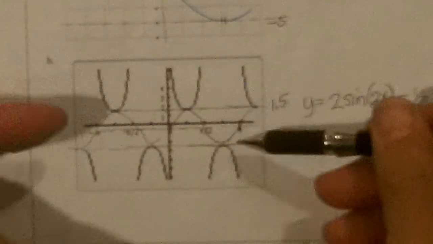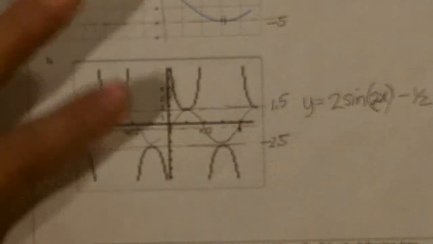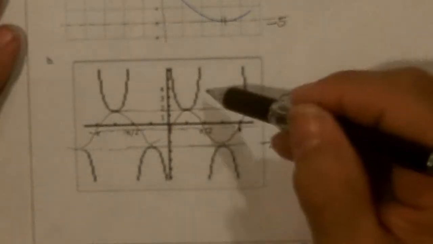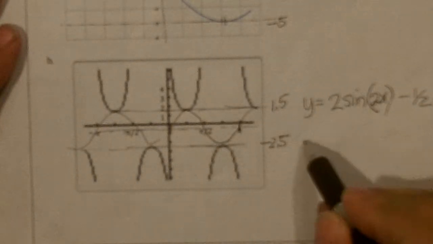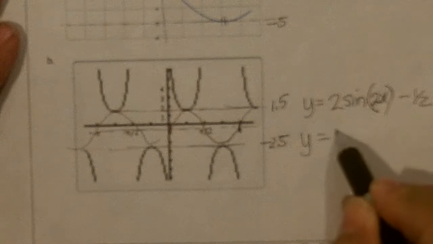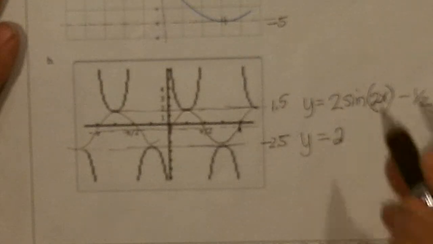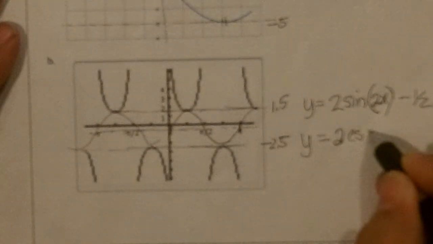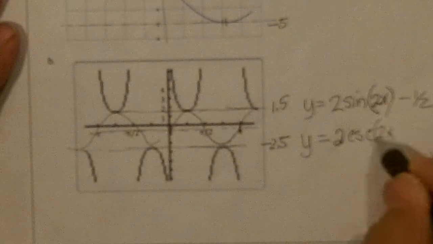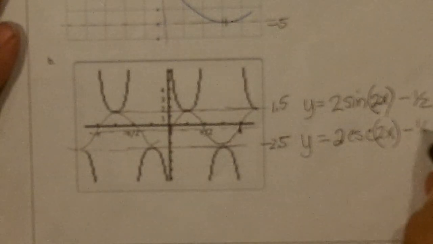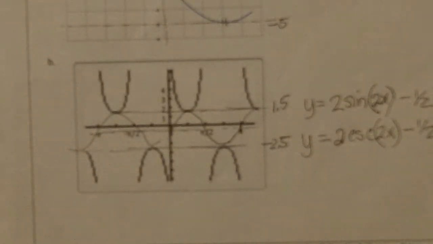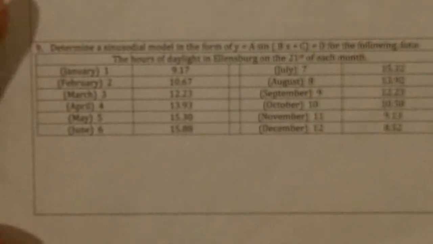And since this is the reciprocal of it, to get rid of those asymptotes, that would be y equals 2, reciprocal of sine is cosecant of 2x minus 1/2. Now there's some other things you could have done to get it, but that would have been the easiest. All right, the final problem.